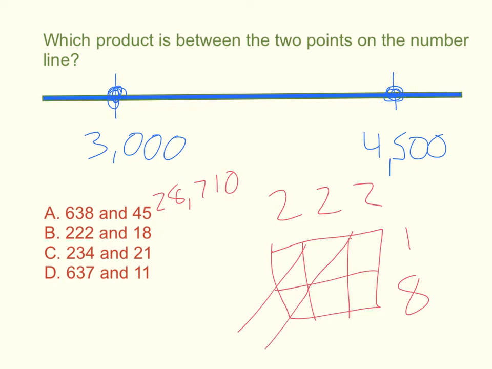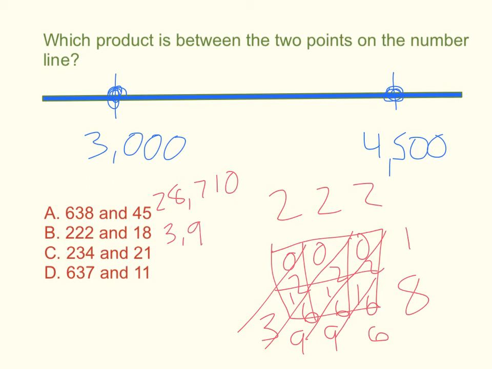diagonals, diagonals, diagonals, diagonals, so 1 times 2, and that's going to be the same across the whole top, and then 8 times 2, same across the whole bottom. Now I add my diagonals. I've got a 6 there, a 9 there, a 9 there, and a 3. So that gives me 3,996. Then I'm just going to plug in the answers for C and D.